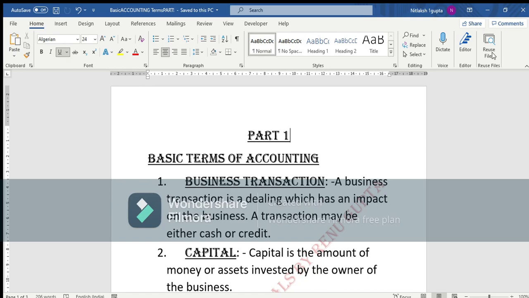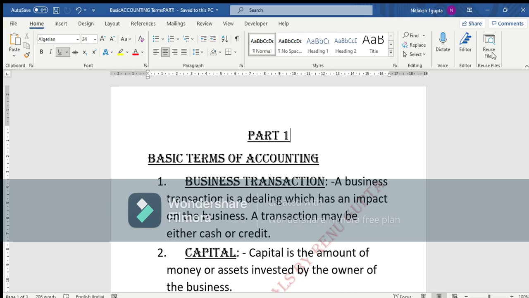A business transaction is an economic activity that changes the financial position of a business. Whenever any business transaction takes place, it results in changes in the assets or the liabilities of the business. Suppose we have bought something, then the thing is coming into the business and cash is going out. Cash is an asset, so cash is going out, it is decreasing. So it changes the value of assets and liabilities of a business, and that is known as a business transaction.